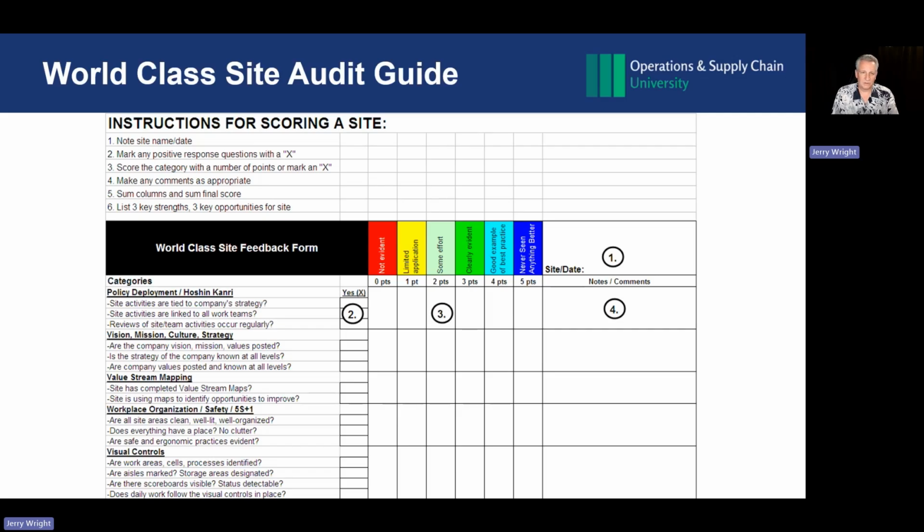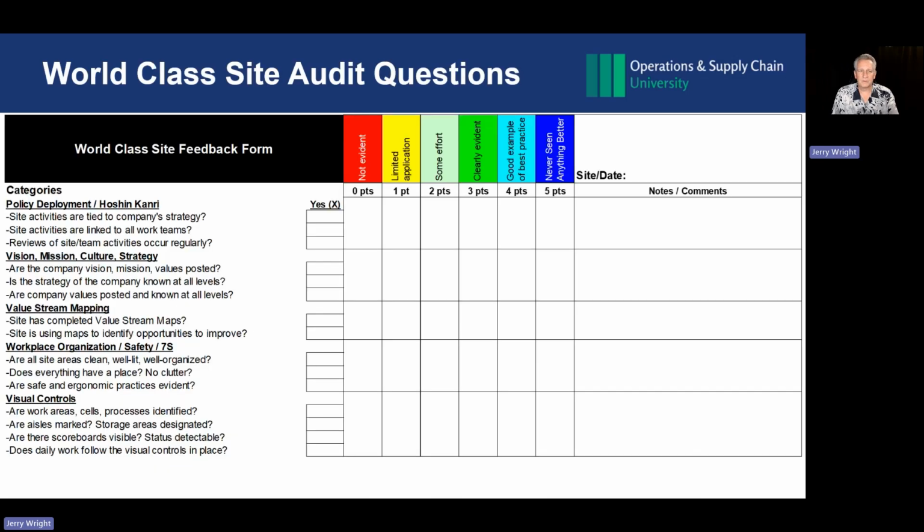The only supposition or the requirement is you have to be familiar with going through a site and actually asking these questions and know what to look for. So let's go through some of the questions. We won't cover all of them, but we'll cover some of the first 4 sections or so. So again, first one is policy deployment, or Hoshin Kanri. Consider that also strategy deployment. Are site activities tied to the company's strategy? Yes or no? If you say yes, put an X there.